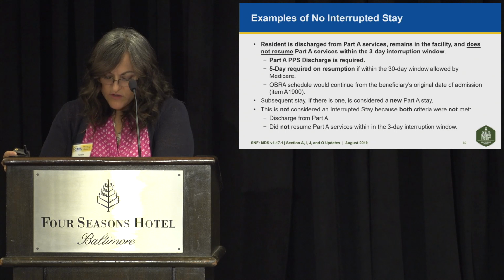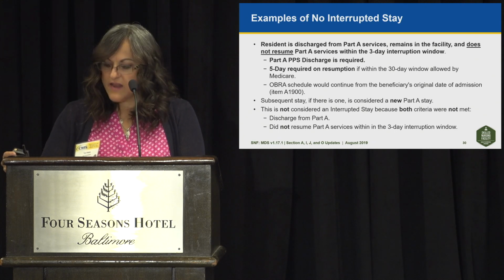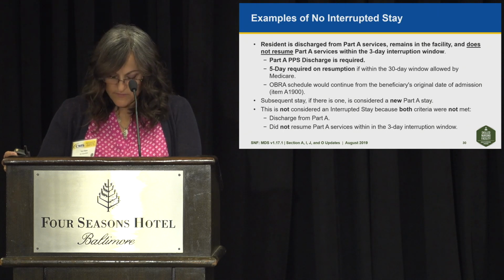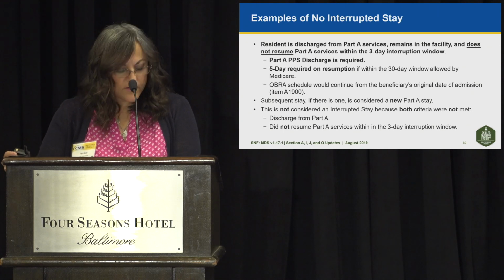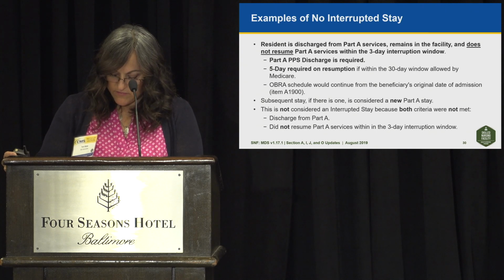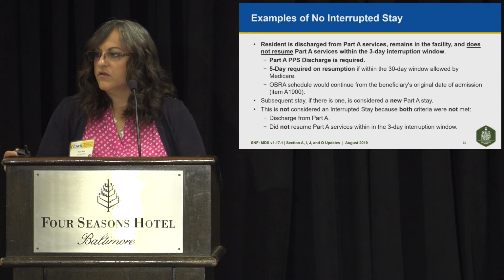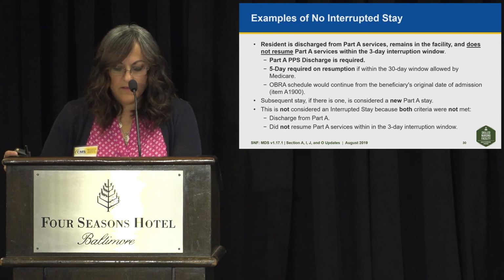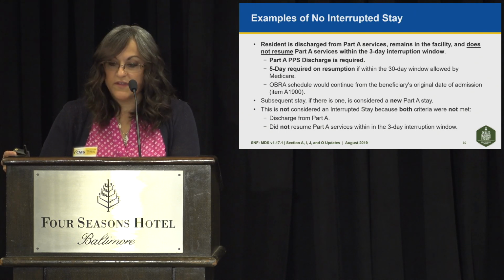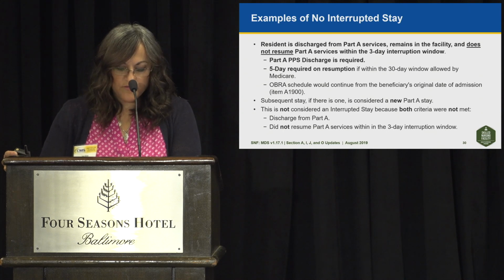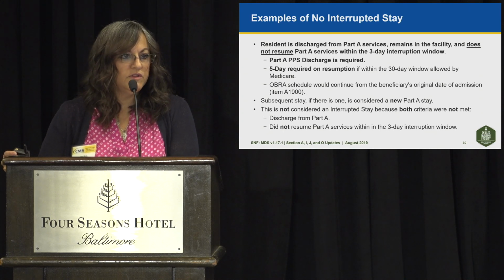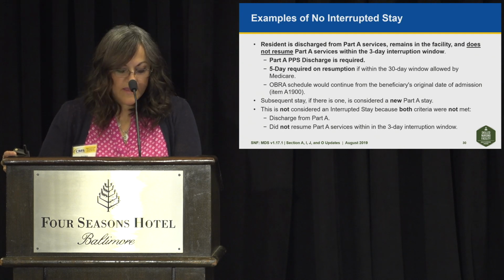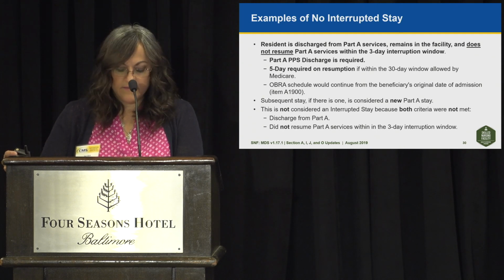If a resident is discharged from SNF care, remains in the SNF, and does not resume Part A within that interruption window, an interrupted stay didn't occur. In this situation, a Part A PPS discharge is required, and if the resident qualifies and resumption of Part A occurs within the 30-day window allowed by Medicare, a 5-day would be required. But no changes would be made to the OBRA schedule at all. It would just continue from the resident's original date of admission, which you would see in A1900. The subsequent stay would be considered a new Part A stay.